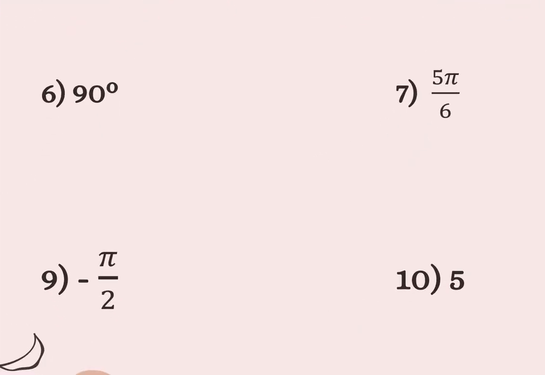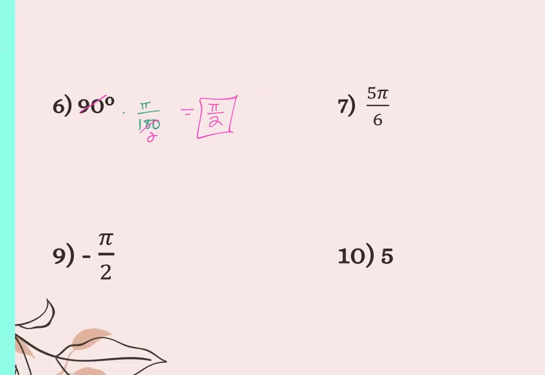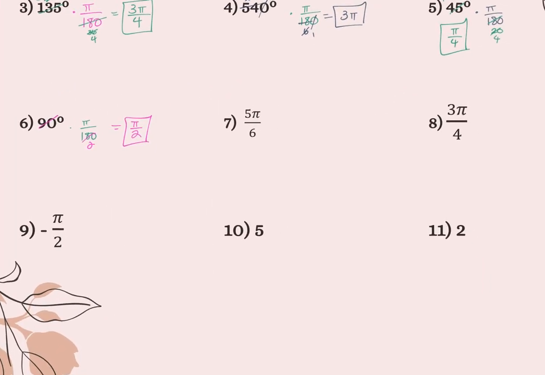Okay, 90 times pi over 180. 90 goes into 180 2 times. Remember, we said those are the same. Those would be the angles at the top: pi over 2 and 90 degrees. Good so far.